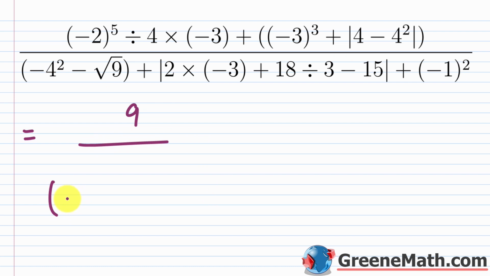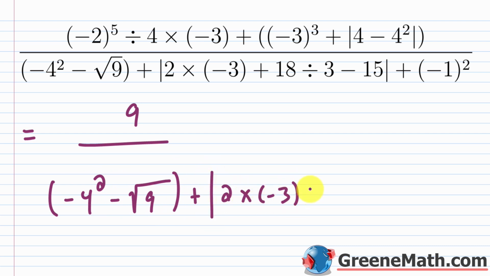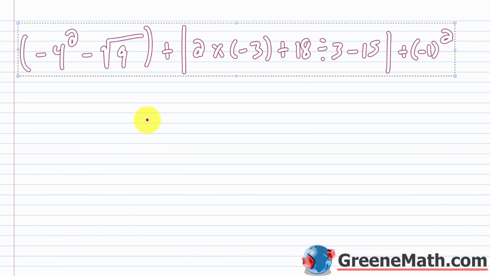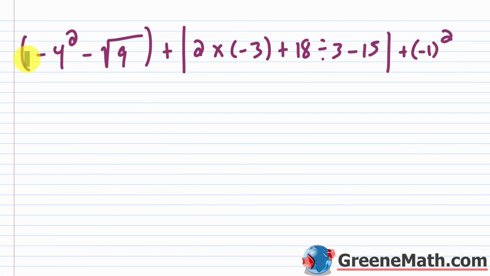So we have this negative of 4 squared minus the square root of 9. And then plus, you have the absolute value of 2 times this negative 3, and then plus 18 divided by 3 minus 15. Let me close down the absolute value bars there. Then plus, you have this negative 1 being squared. Okay, I'm going to grab this, paste that in there. All right, so a lot to do here. You have these grouping symbols here, so parentheses, and then you also have the absolute value bars there. So I'm just going to start with this one, and then we'll simplify this completely, and then we'll work on this one, and then we'll see what else we have.